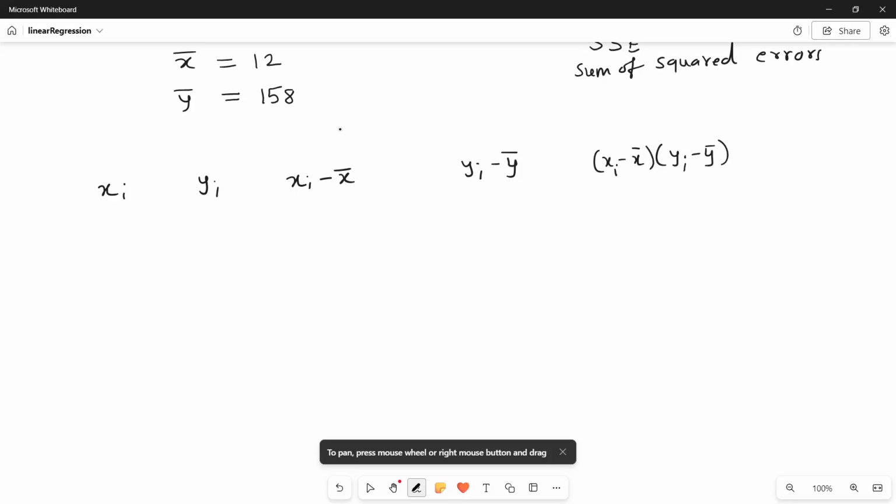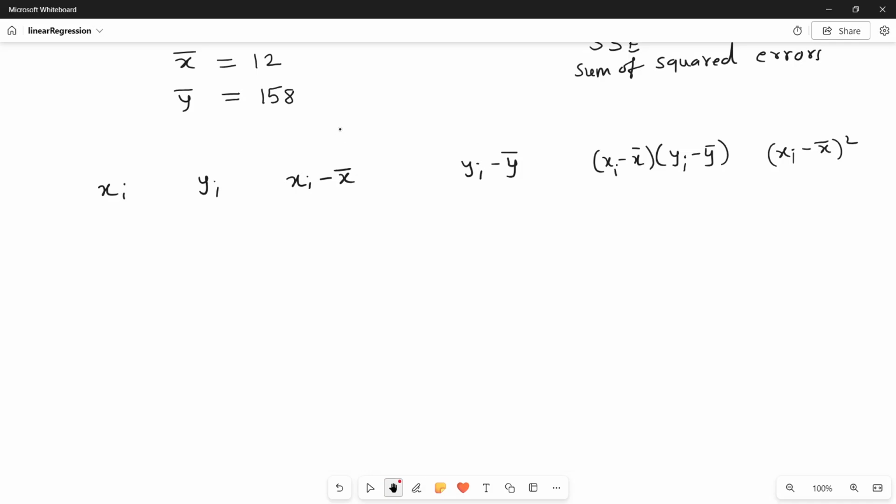And we also need xi minus x bar squared. For 5 seconds the mass is 40 grams. For 7 it is 120. For 12 it is 180. For 16 it is 210. For 20 it is 240.